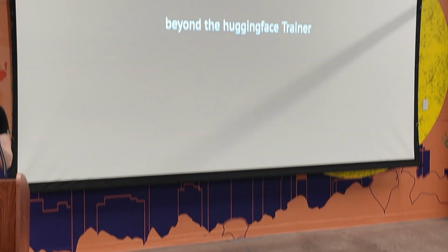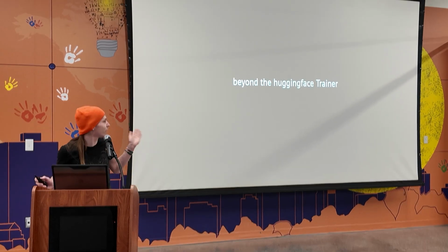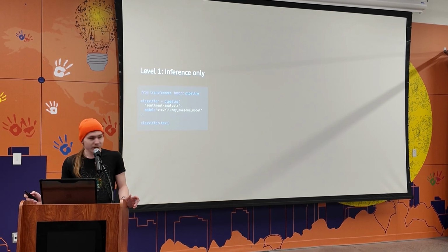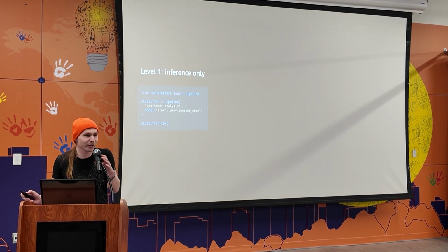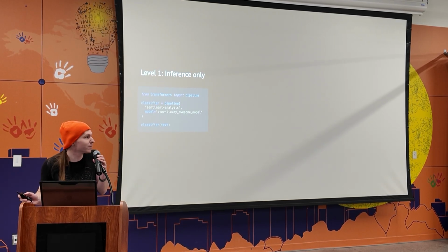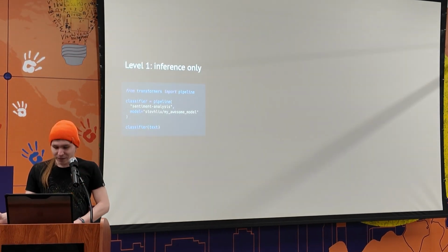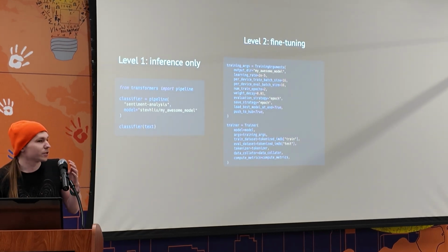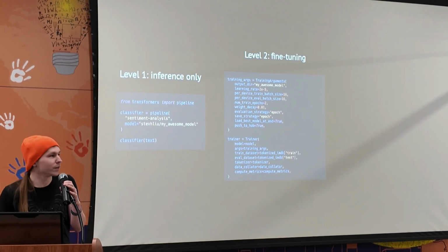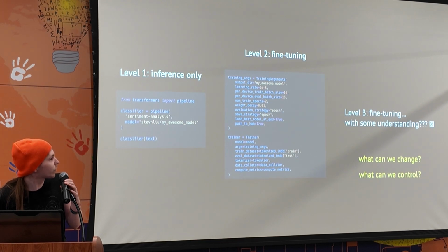I'm going to give a pretty easy, introductory talk here, which I decided to call Beyond the Hugging Face Trainer. There are actually three levels of deep learning, or diving into the Hugging Face ecosystem. Level one is inference only, when you just load the models and run them. Level two is fine-tuning. And today, my wish is to go a bit further and give a glance at level three, which is fine-tuning with some understanding.